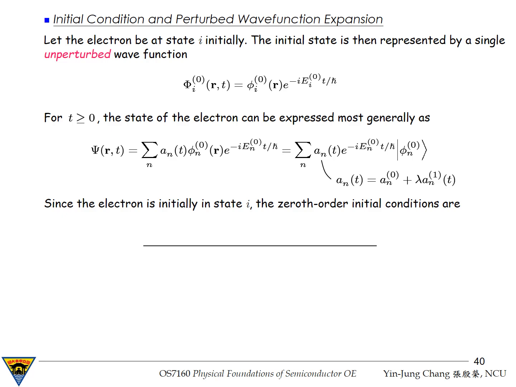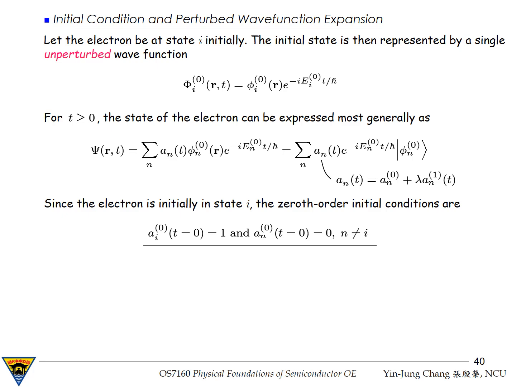Because the electron is initially in state i, the zeroth order initial conditions are given by these two expressions. So we have the zeroth order amplitude of state i be equal to 1 at time t equals 0, and the zeroth order amplitudes of the rest of the eigenstates are 0. So physically, the system starts entirely in the ith unperturbed state, and the harmonic perturbation then begins to transfer probability amplitude into other states.